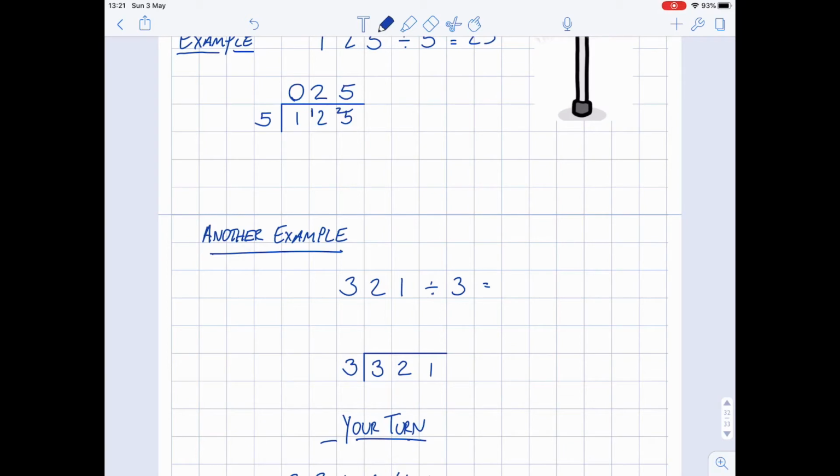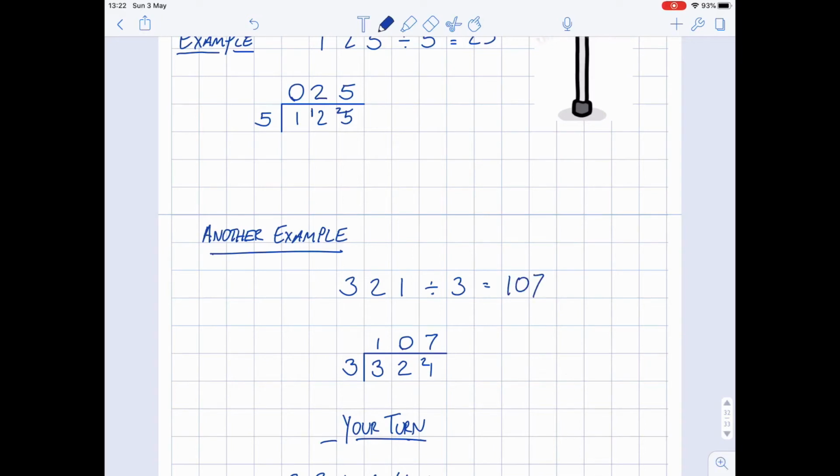This time, how many 3s are there in 3? Well, there's 1. Is there anything left over? No, there's not. Okay, so nothing goes in front of the 2. How many 3s can I take out of the number 2? Can't take any out, can I? And that 2 then goes across in front of the 1. How many 3s go into 21? 7. So 321 divided by 3 is 107.